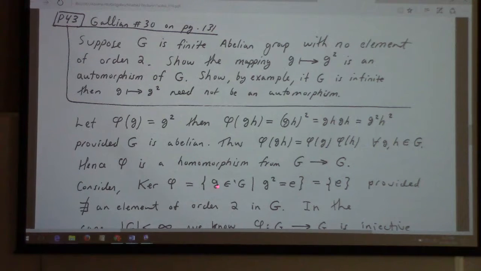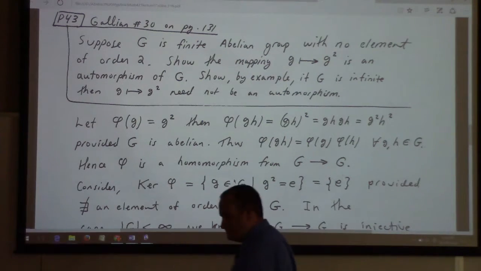So the kernel is this, but that is just the identity because we're given that there is no element of order 2. So that's just the identity, which shows that it's injective. Oh, this is a mapping from G to G, right? Yeah, so I've just shown that it's injective. Therefore, it's surjective because G is finite. Okay, that does follow? Yeah.